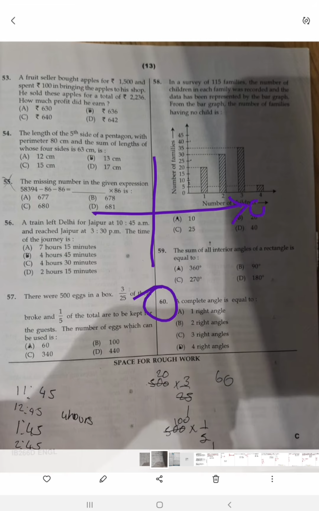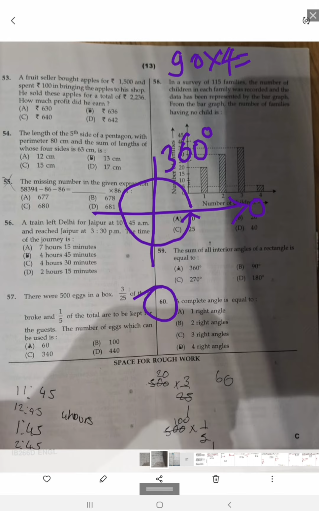Alright, so let us move on to the next question, that is the 60th one. So 60th question, a complete angle is equal to, so a complete angle will be something like this. Let us say it starts from 0 here and goes completely around like this, it will be 360 degrees. Okay, so a complete angle is equal to 360 means we have to find the answer which equals 360 degrees. So here option 4 right angles. A right angle means it is 90 degrees and into 4 is equal to 360 degrees, right? Alright, so that is the correct one.